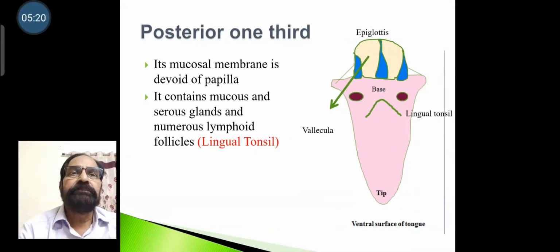Posterior 1/3. Its mucous membrane is devoid of papillae, so it is smooth. It contains mucus and serous glands and numerous lymph follicles, as shown in the figure. They are the lingual tonsils.